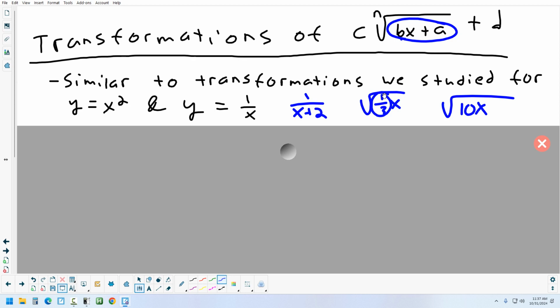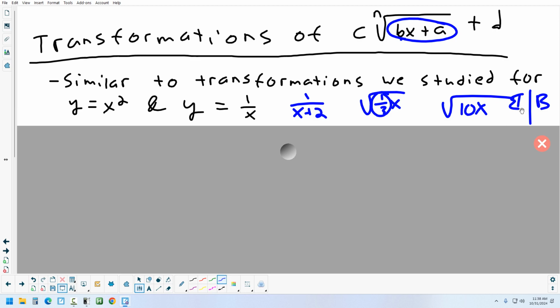What if the B was a negative? What does that cause to do? The reflection. Reflection over which axis? The x-axis. So is B having to do with horizontal stuff or vertical stuff? B has to do with horizontal. So B is a horizontal reflection if it's negative. Horizontal reflection means you flip over the y-axis, you flip left to right.